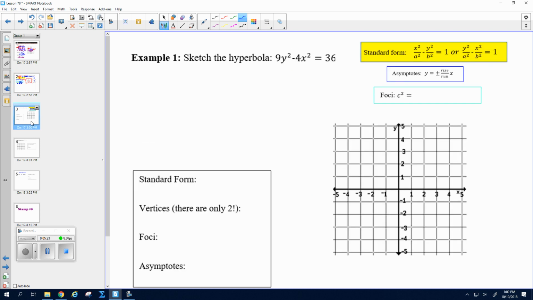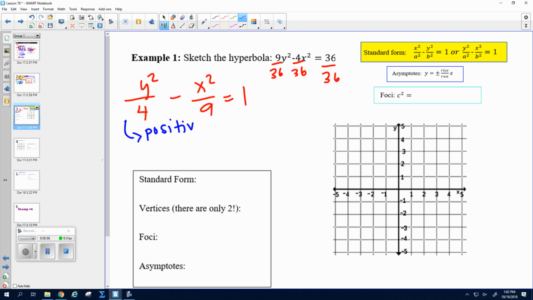Let's try a real problem. Sketch the hyperbola. All right, first thing we have to do is put it in standard form. So just like before, we need to divide everything by 36. So I get y squared over 4 minus x squared over 9 equals 1. So which one is positive is now what we're looking for. The y. All right, the y is the one that is positive. So that means that I'm going to go on the y-axis. I'm going to go up 2, because that's the square root of 4, and I'm going to go down 2, because that's the square root of 4.